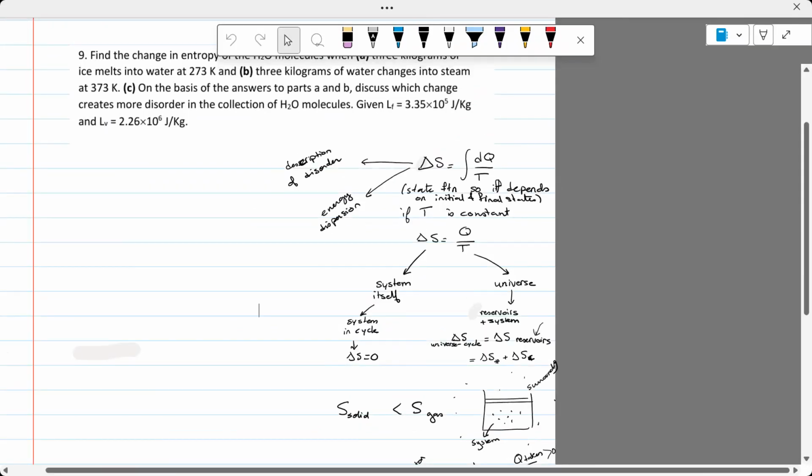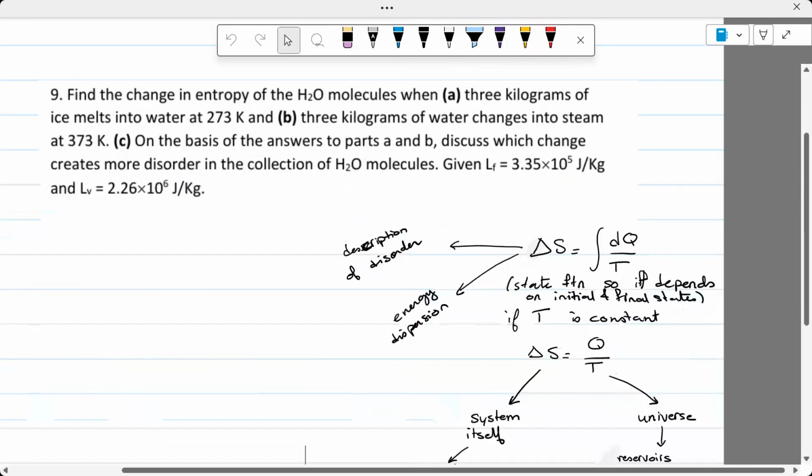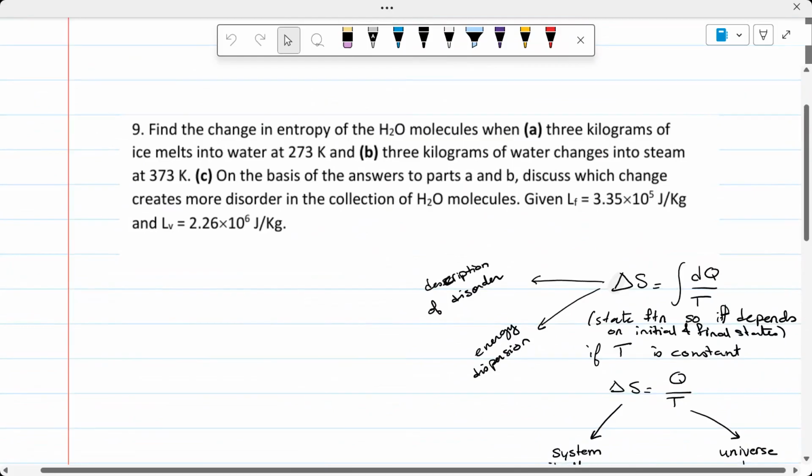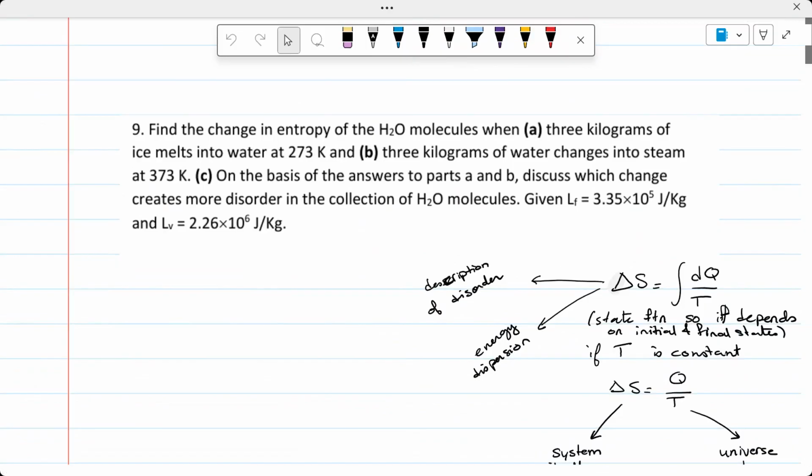All right. Okay, so let's at least just start with a problem. Find the change in entropy of the hydrogen molecules when 3 kilograms of ice melts into water at 273 K and 3 kilograms of water changes into steam at 373 K. So we have some phase changes in these two cases.